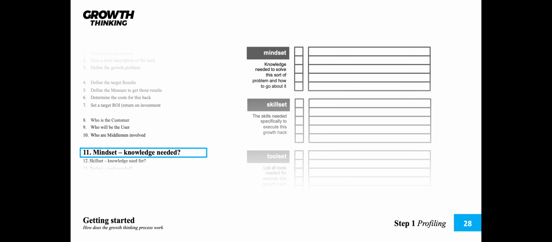Finally, what we're going to look at here is mindset. Okay, so you're going to notice that we've got 5 check boxes there, and 5 areas to write them in. This is the knowledge needed, okay? And knowledge needed is not necessarily about the skills, because we're going to talk about that in the next part, but it's the thinking that you may need.